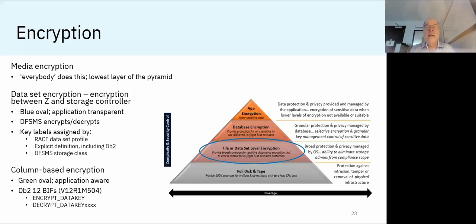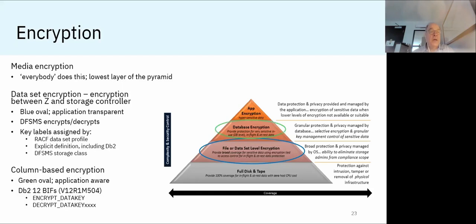Db2 has been supporting that in various passive and active ways since we announced this back in 2017. And fundamentally, the idea is that DFSMS does the work to encrypt and decrypt the data. And then the key labels that are used to define which encryption keys are used can be set either with RACF or various explicit approaches, including DB2 or with the SMS data class. And the vast majority of customers that are doing this are using the RACF dataset profile because it's a separation of duties and they have a security team do it.